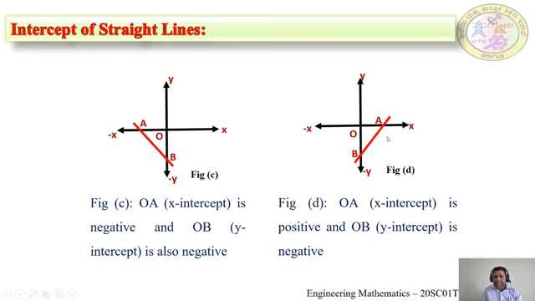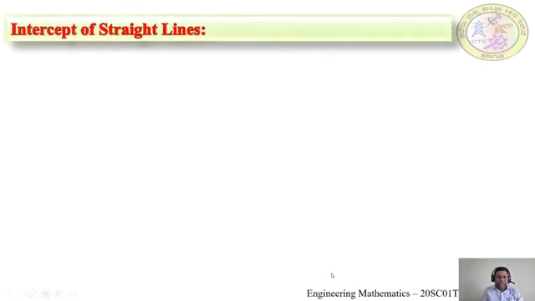In the fourth case, A is positive on the x-axis and B is negative on the y-axis, so the x intercept is positive and the y intercept is negative. So these are the 4 cases where we can check which intercept is positive and which is negative. In the first case, when both are in the first quadrant, both x and y are positive, so the x intercept and y intercept are positive.